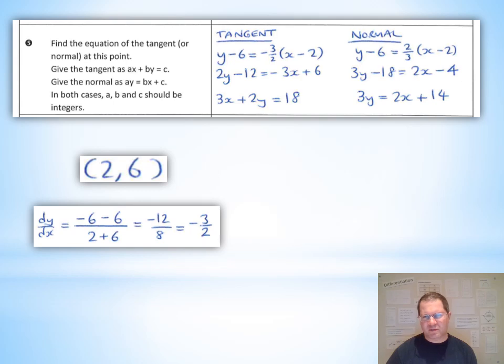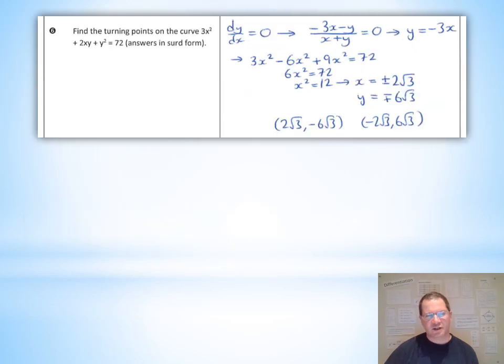And we do exactly the same for the normal, except the gradient is going to be 2/3 because we've reciprocated it and changed the sign. This time they want it in the form ay equals bx plus c, which will give us 3y equals 2x plus 14. So our sixth skill is to find the turning points on the curve.